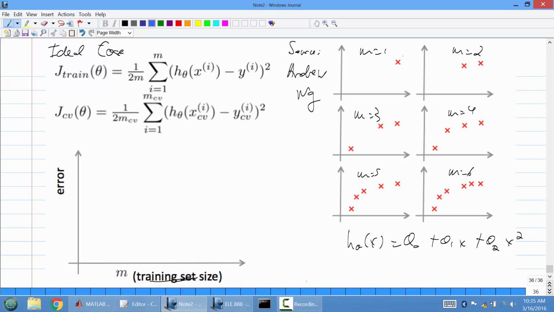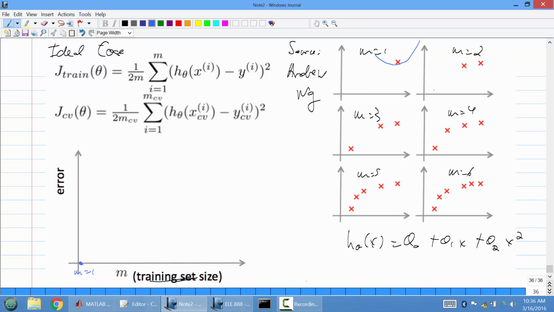For example, I start off with one example and find the right parameters. It might look something like this. It's very easy, since there are lots of different parabolas that will fit that one point. So when you calculate the training cost, it's obviously going to be very low because you found a curve that fits through that point exactly. The error is going to be low, somewhere over here. This is when m is equal to 1.